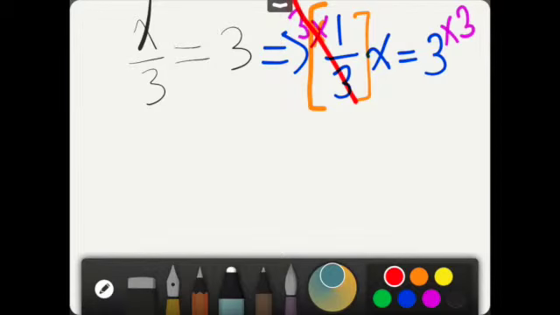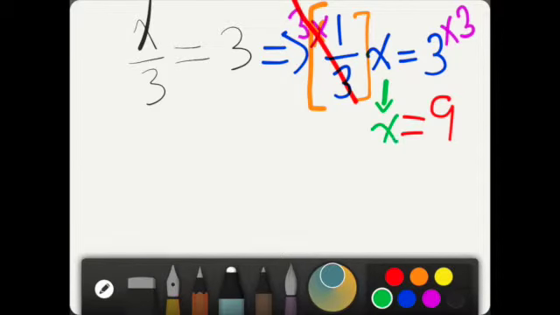3 divided by 3 is 1, so those cancel out. 3 times 3 is 9. We bring down our value of x. x is equal to 9.